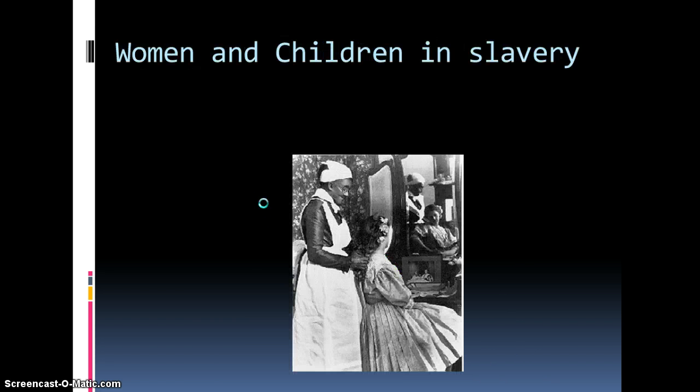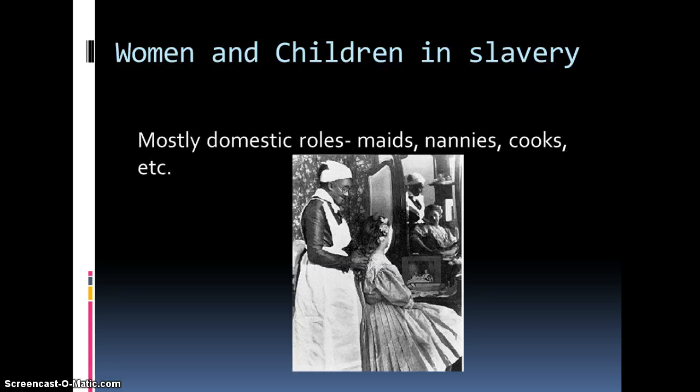All right, women and children in slavery. We know their roles were different than other slaves. They were usually in the house. They're domestic. Maids, nannies, cooks, those kinds of roles.